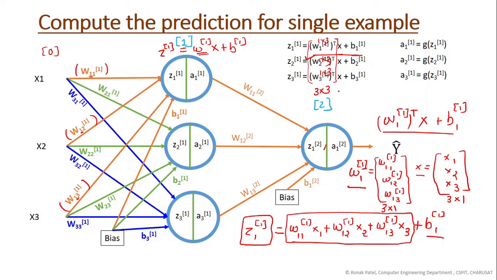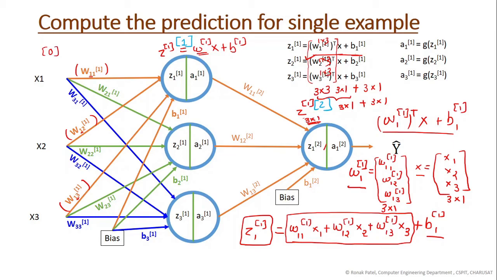Right? What is x? X is 3 cross 1. And this is multiplication. Plus b11, b21, b31. What is that? Single value, scalar. And when you combine that, it will form a vector of 3 cross 1. So this multiplication is possible, and this will result in 3 cross 1 plus 3 cross 1. That is also possible. And what will it give? It will give you z1.